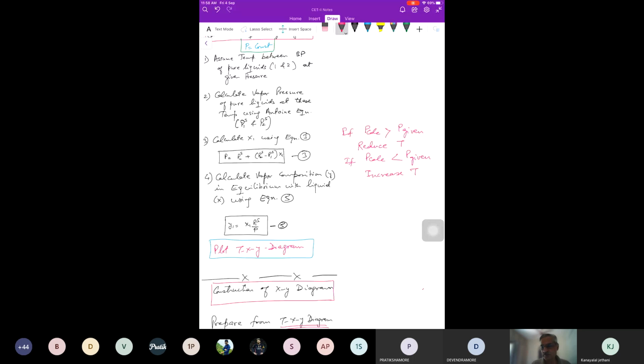Can you see this? If the pressure calculated is greater than the given pressure, like we saw at 330.5 Kelvin, the pressure was more than the given pressure, which was 65 kPa. So we reduce the temperature. If the calculated pressure is less than the given pressure, this was 325, it was less than 65 kilopascal, then we increase the temperature.